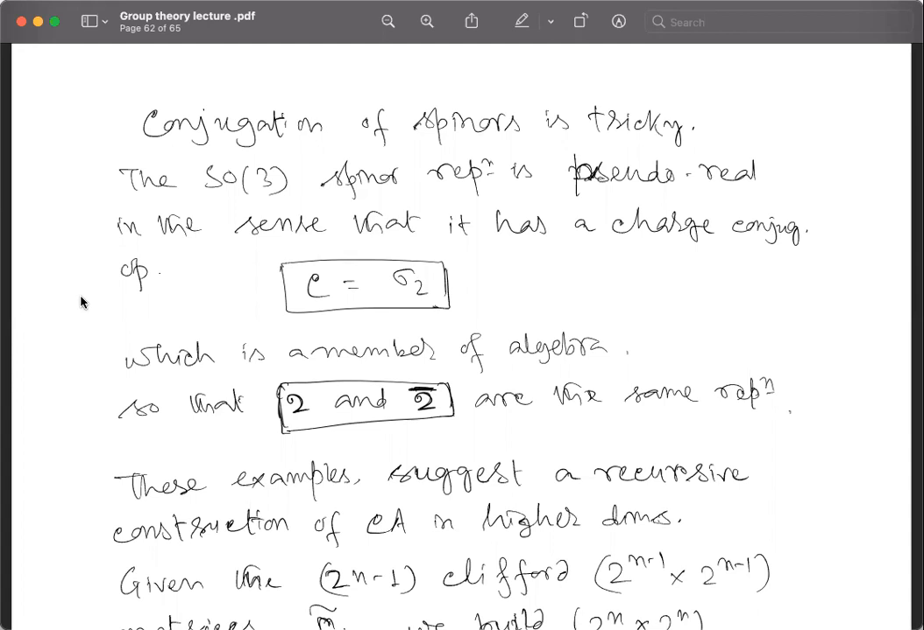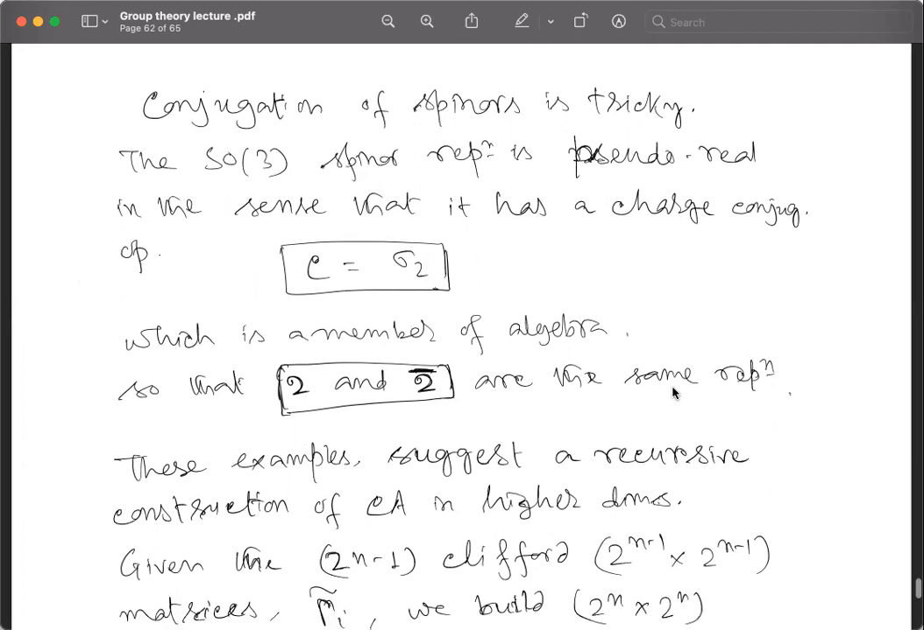And that's why this conjugation matrix sigma 2 is part of the algebra, and that ensures that 2 and 2 bar are basically the same equivalence. Either you work with 2 or 2 bar, it is basically the same.